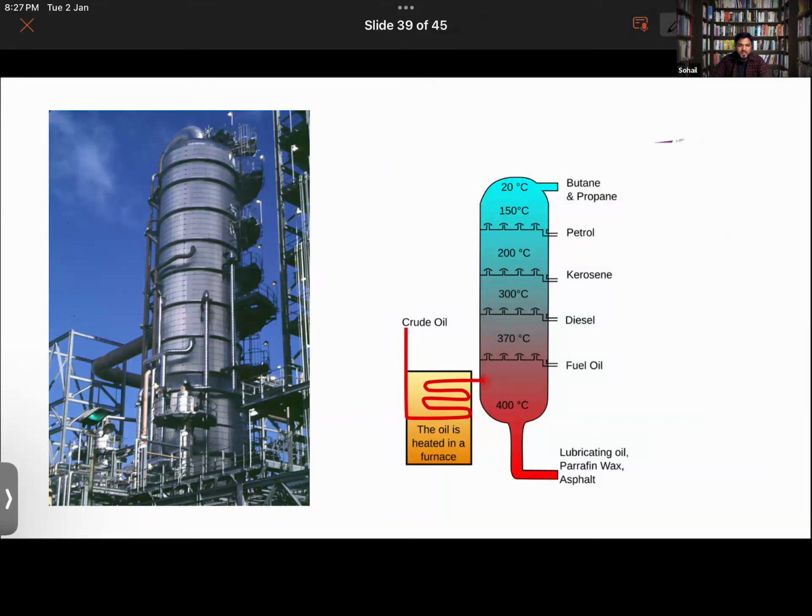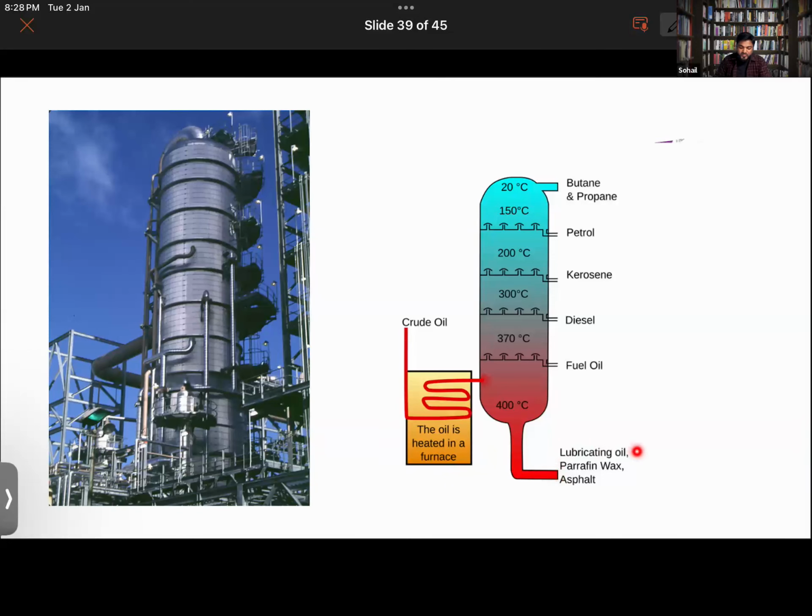Look here, how fractional distillation is done. You can see that the oil is heated in a furnace and then sent into this chamber. In this chamber there are different temperatures. For fuel oil, diesel, kerosene, petrol, butane and propane, different temperatures are written adjacent to them, like 200, 300, 370 degrees Celsius. Also look at the constituents at the bottom of the chamber: those heated to the maximum temperature, for example 400 degrees Celsius, come out via this pipe.